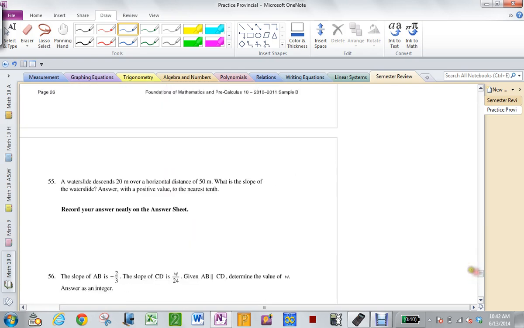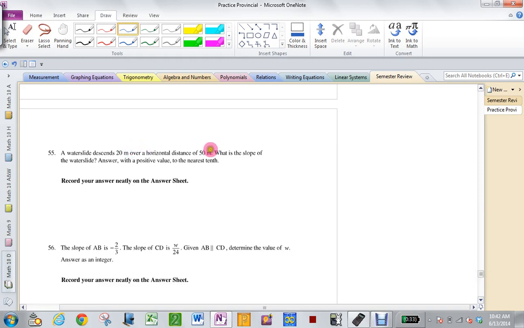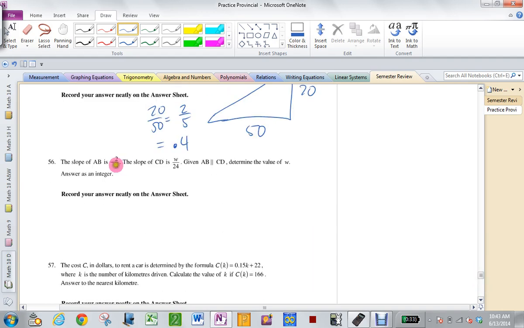Finally, these guys. Water slide descends 20 meters over a horizontal distance of 50. 20, 50. What's the slope? Rise over run. 20 over 50, which equals 2 over 5, which equals 0.4. Slope is negative 2/3. That slope is W over 24. If they're parallel, what's W? Well, that means negative 2 over 3 had to equal W over 24. Crisscross, 24 times negative 2 is negative 48, had to equal 3W, so W had to equal negative 16.